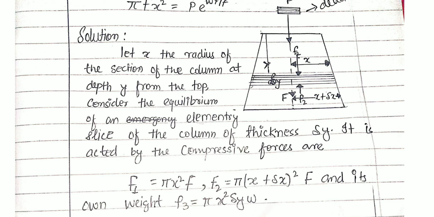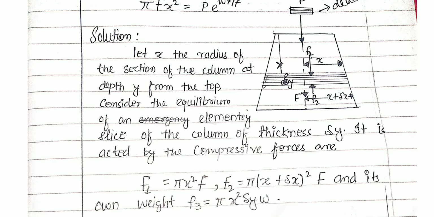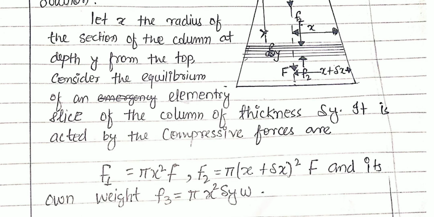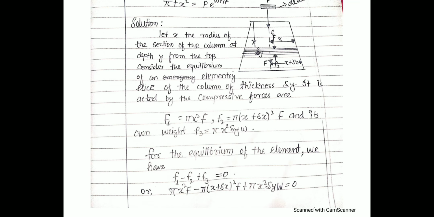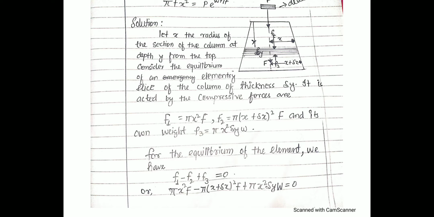This is the load P, we have the dead load P, and here we have del x. Moving to the next slide, for the equilibrium of the element we can write the following equation: F1 minus F2 plus F3 is equal to 0.